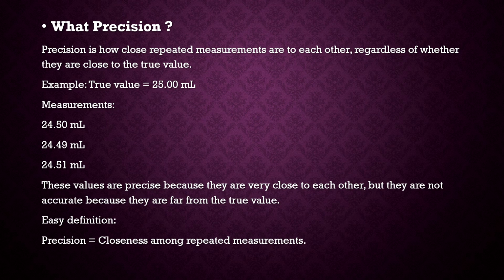So here you can see 24.50, 24.49 and 24.51. They are very close to each other. That's why this is called precision. So that is accuracy and this is precision.